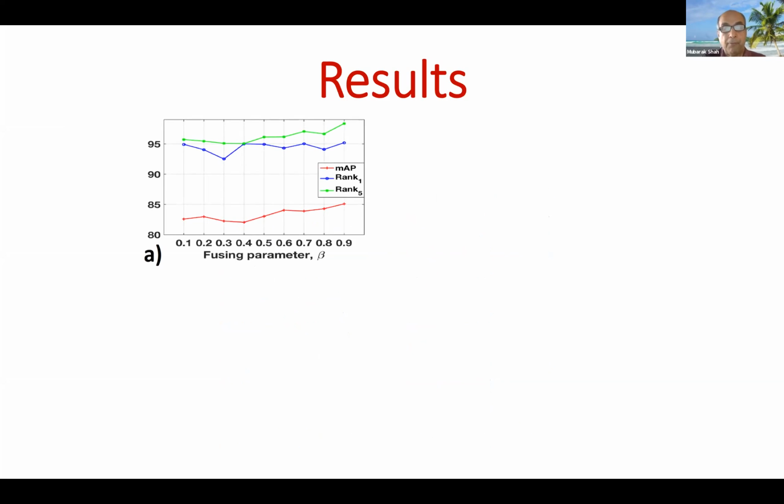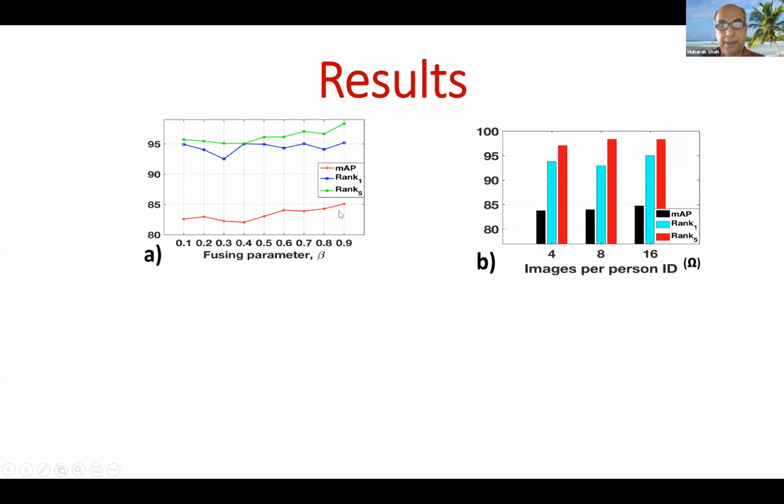We wanted to study the impact of beta. As I said, it balances how much importance we give to the dominant constraint set and how much to the verification network. As you see, when you increase beta, which means we are increasing the importance of the dominant set, we actually get improvement in all the metrics. Here it also says that regardless of the number of images per person, we can get improvement.